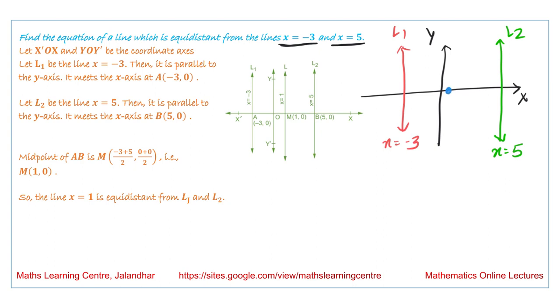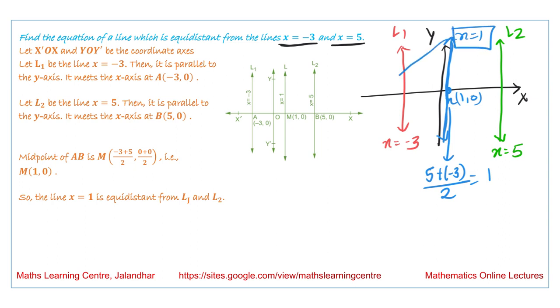Suppose the coordinate of this point is x. So the value of this x will be 5 plus minus 3 by 2. We are talking about the midpoint of this. So the answer we obtain is equal to 1. It means we are interested in a line which passes through the point 1 comma 0. So the equation of this line will be x is equal to 1. So the equation of the line which is equidistant from the lines x is equal to minus 3 and x is equal to 5 is x is equal to 1.